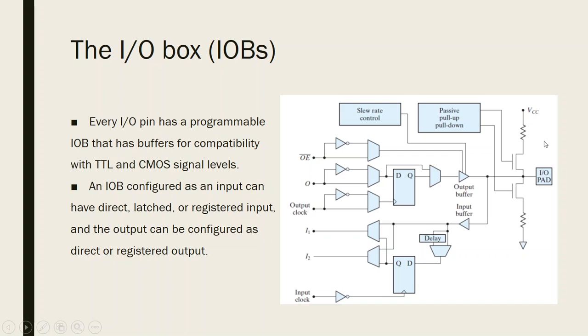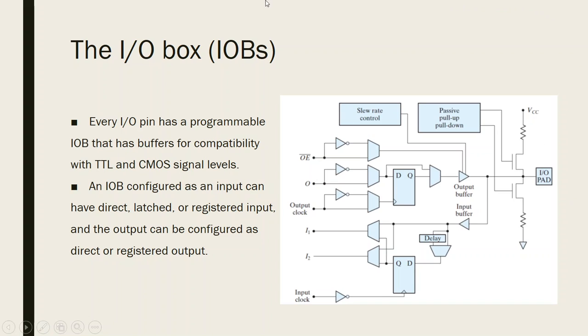So in order to make sure that our FPGA system is not bothered by what kind of logic the other circuitry that is giving it inputs or receiving outputs from it is made up of, we have compatibility buffers which ensure that the IO line is compatible with whatever input or output is received. So an IO buffer can be configured as an input, and it can have direct latch or registered input, and the output can be configured such that it has either direct or registered output.